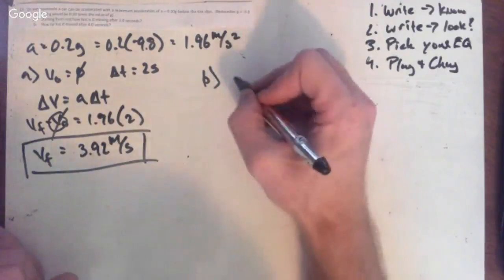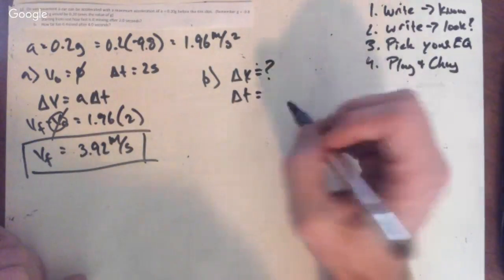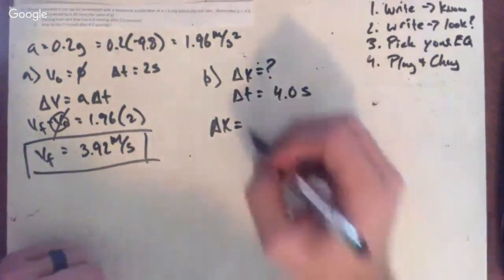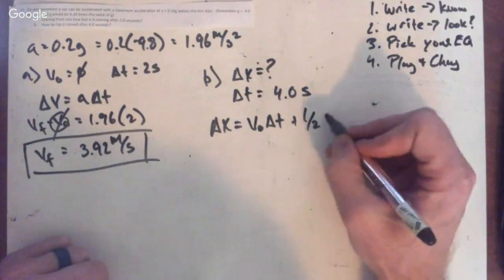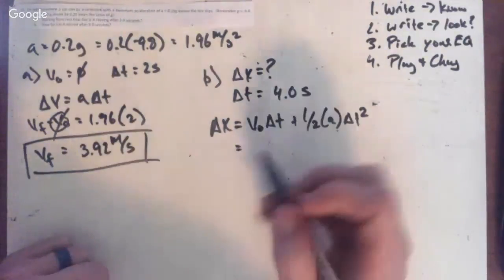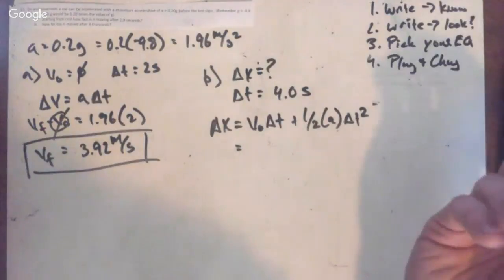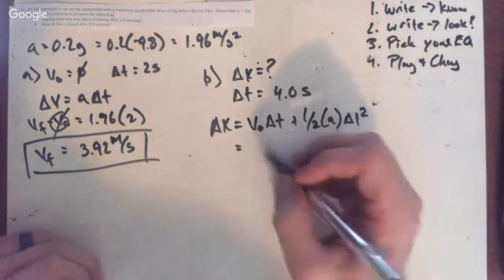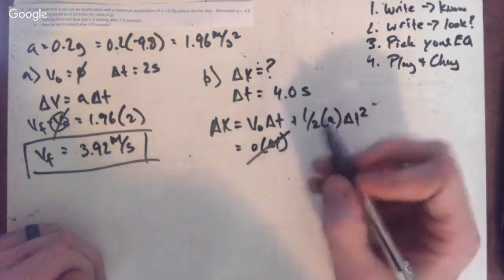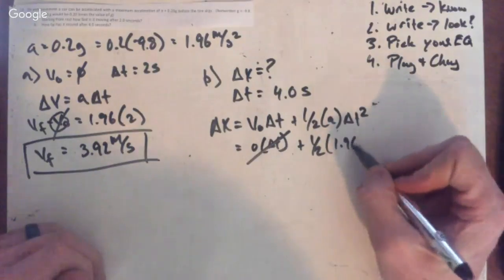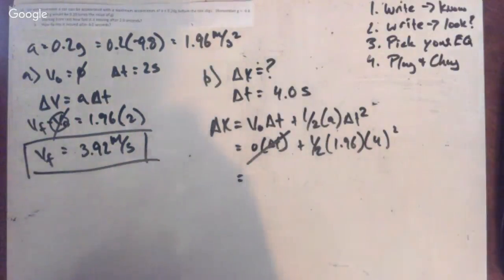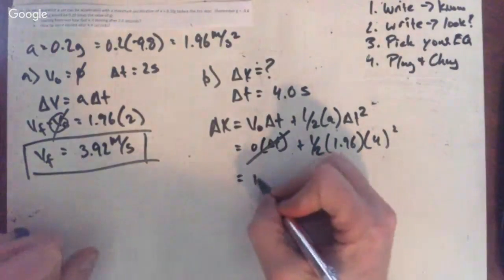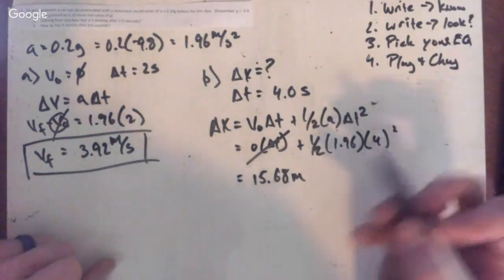Part B, how far has it moved? So delta x is what we're looking for. How far has it moved after 4 seconds? So we have another delta t, and that's 4 seconds. This equation is the proper one for this one. Delta x equals v0 delta t plus 1/2 a delta t squared. And again, we know everything in this equation except for delta x. We know v0, that's 0. We know delta t, which is 4 seconds. We know acceleration, which is what we calculated up here, 1.96. And our delta t squared is 4 squared. So 0 times anything is 0, plus 1/2 times 1.96 times 4 squared. So 1.96 times 16 divided by 2 is 15.68 meters.